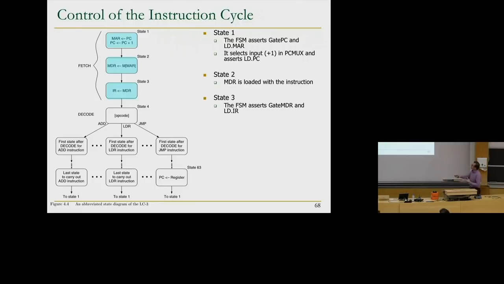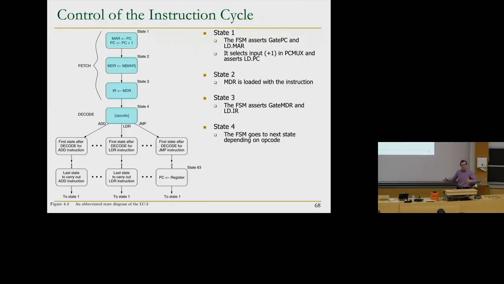And then the next state is actually decoding, if you look over here. Basically the FSM goes to the next state depending on the opcode. If you look over here, there are 3 kinds: add, LDR, jump. But actually there are 16. This is just the things that we've looked at so far. If the opcode is an add, you go into this set of states. If the opcode is an LDR, you go into this set of states. If the opcode is a jump, you go into this set of states.